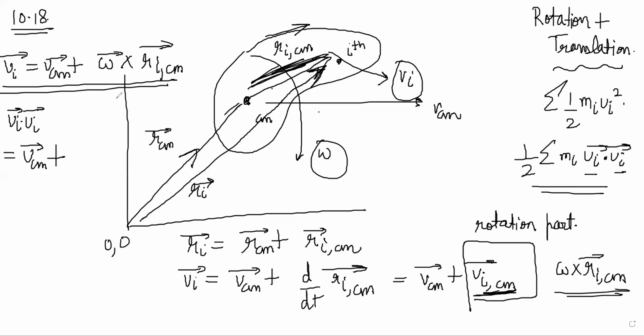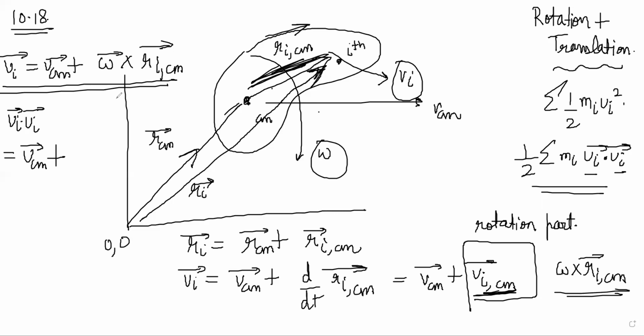Vi comma CM is motion in the center of mass frame. So that is pure rotation. So that is half I_CM omega squared. So the first two terms are giving you half I_CM omega squared plus half M V naught squared. And now look at the third term. The third term is the velocity of the center of mass in the center of mass frame.